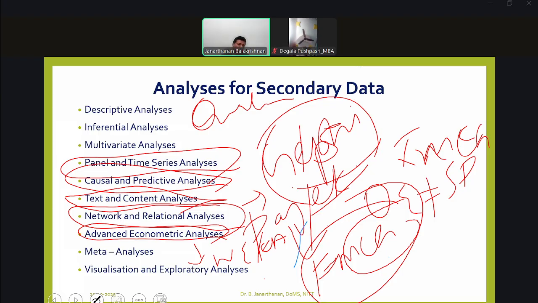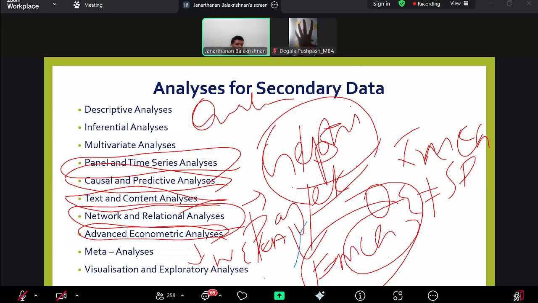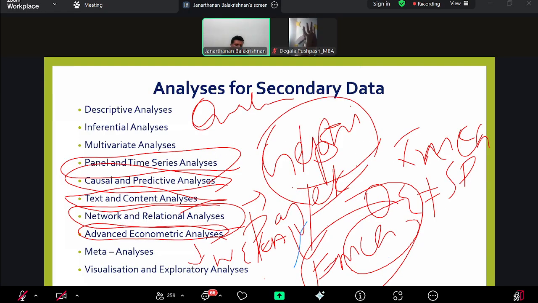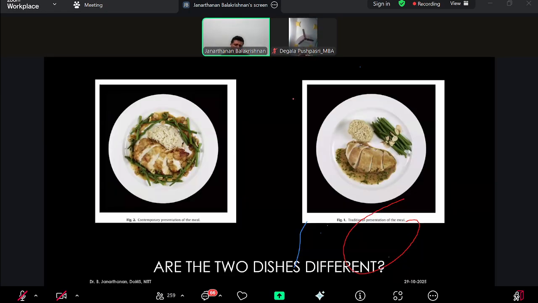But given that ChatGPT also stores a repository, we have to be very careful with uploading content because it may backfire on us at any point of time. That is the only caution we have to be careful about. So these are some of the analyses that you can do with secondary data analysis. Now, my question is, whether it's secondary data or primary data, are these two dishes different or the same?